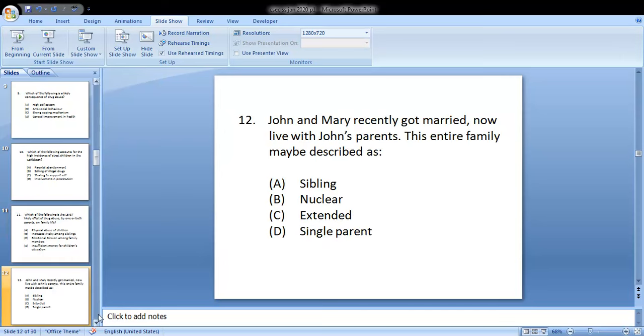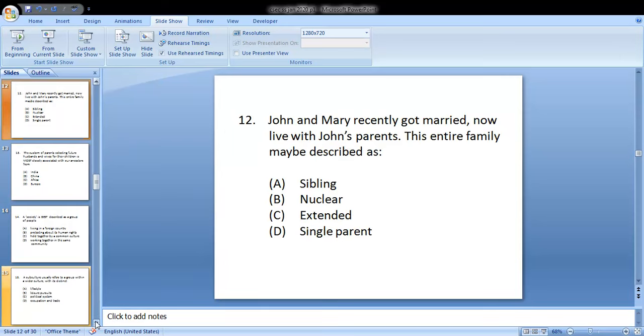Let's go on to number 12. 12 says, John and Mary recently got married. Now they live with John's parents. This entire family may be described as A. Sibling, B. Nuclear, C. Extended, or D. Single parent. We know it is C. Extended, several generations living together.